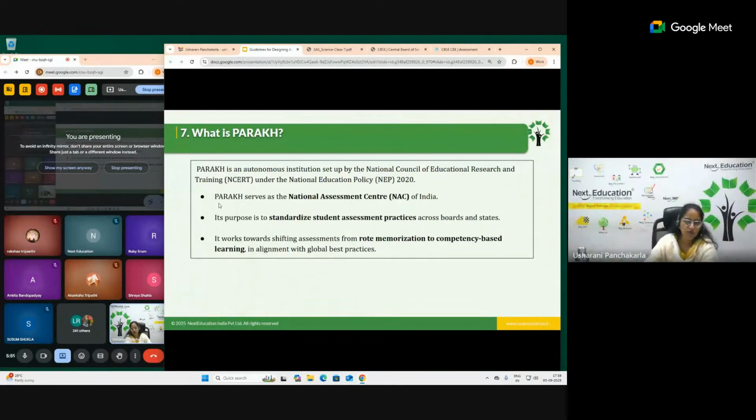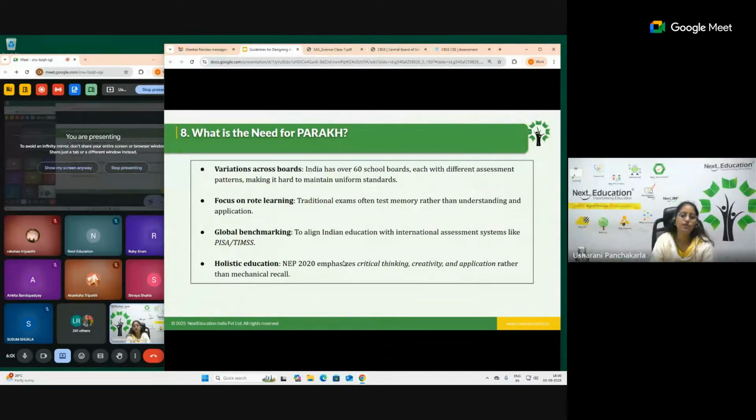So that is the reason PARAKH is working. This autonomous institution is working on different assessment practices, standardizing across all the boards and states. It works towards shifting the assessment from rote memorization to competency-based learning, in alignment with global best practices. Now, what is the need for PARAKH here? As I said, variation across the boards.